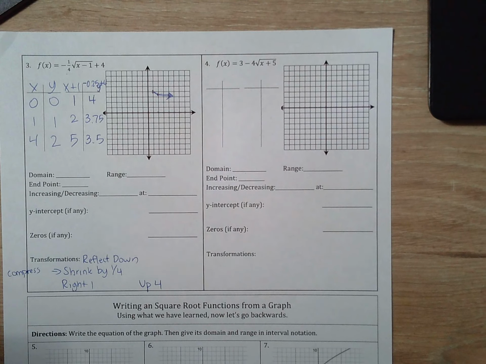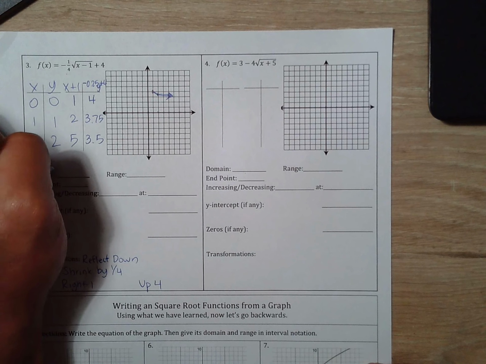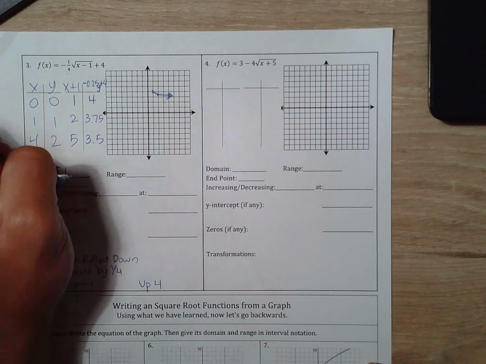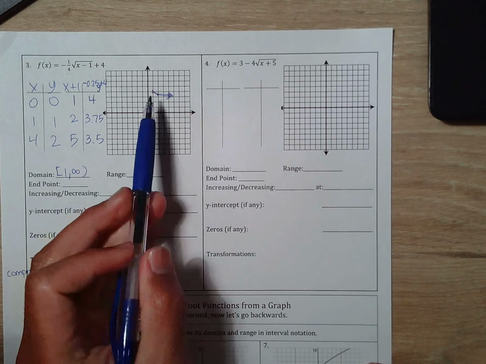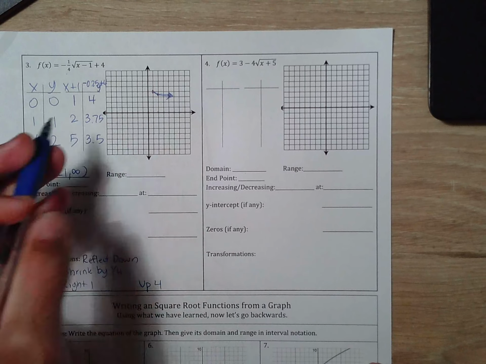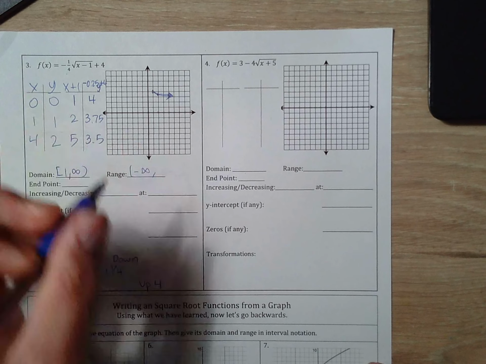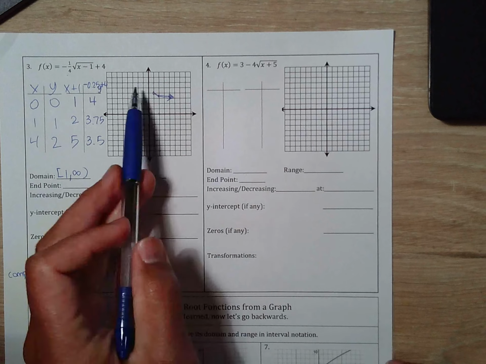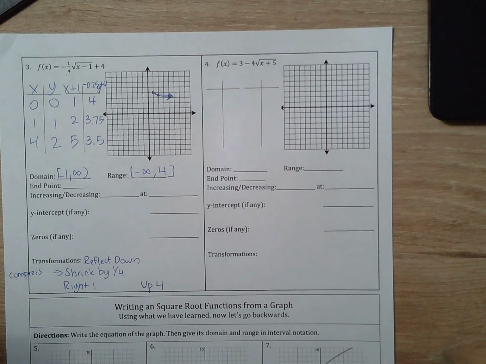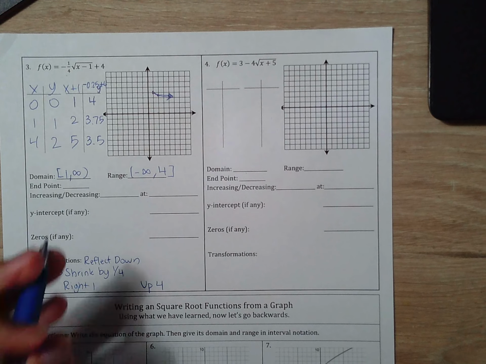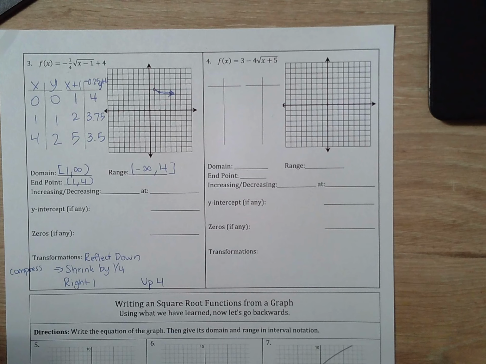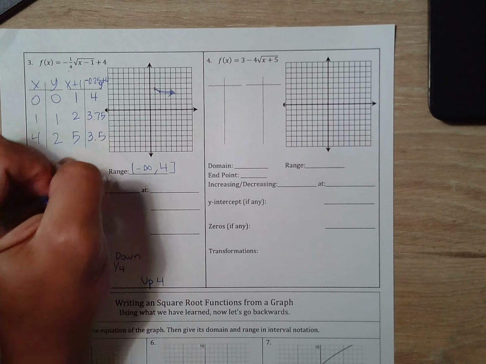My domain is going to be, let's see, negative, or sorry, not negative. We start off at one, right? The furthest left our graph goes is one, and then we go all the way to the right to infinity. My range, what's the lowest my graph goes? Well, once again, this does not stop going downward, right? So my range is going to be negative infinity. And the highest my graph goes, well, it stops at 4. My endpoint is going to be, sorry, 1 comma 4. All right, increasing or decreasing? Well, this is going down, so it's going to be decreasing.